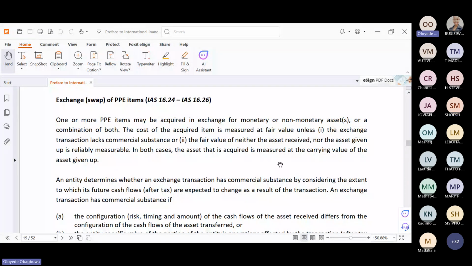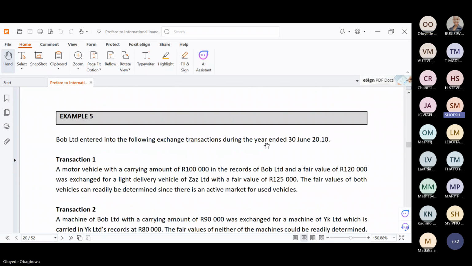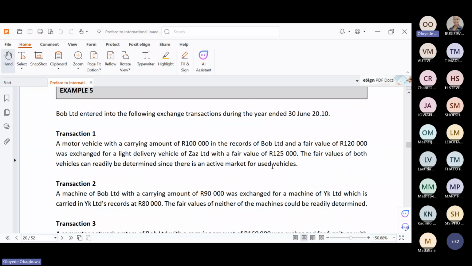But if these conditions exist, that is, if the transaction lacks commercial substance, or if you cannot determine the fair value, then you have to measure the acquired asset at carrying value. But if this condition does not exist, you have to measure it at fair value. I want you to use the understanding. Let's go back to the question again. In this question, none of these conditions exist.